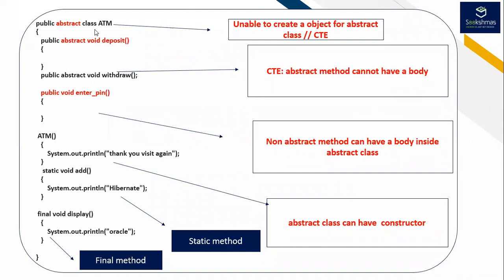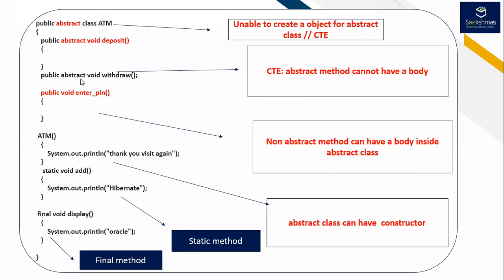This is the second point: unable to create an object and unable to open the body. If you are trying to open the body, you will get the compile time error. So abstract method cannot have a body, and we are unable to create an object for the abstract class. These two points are important. The next one.